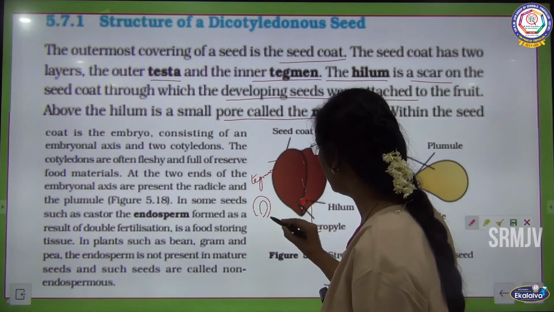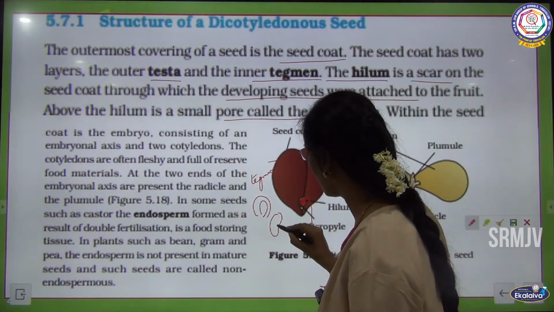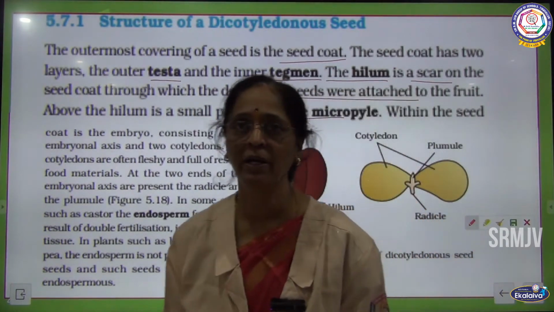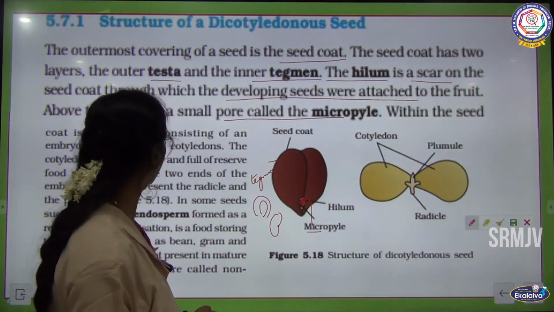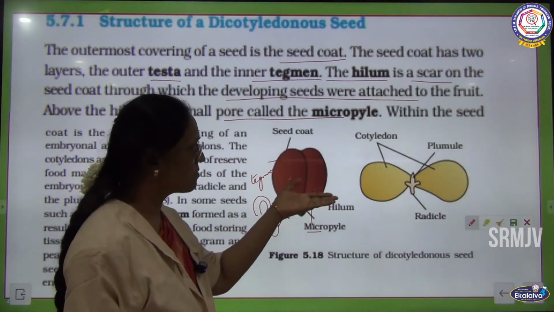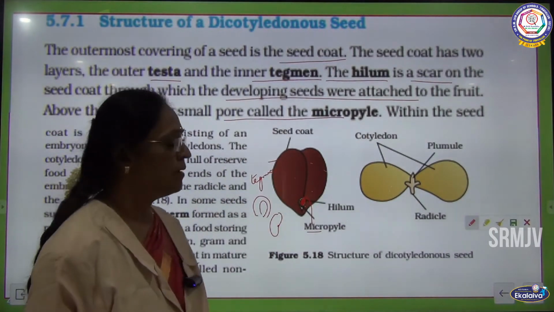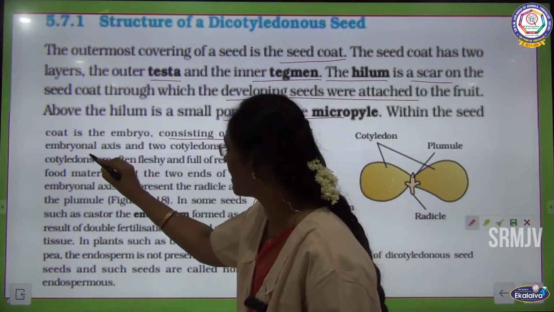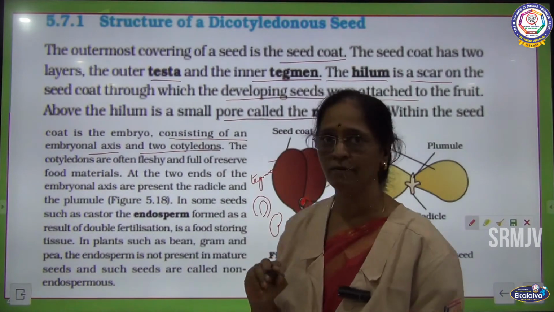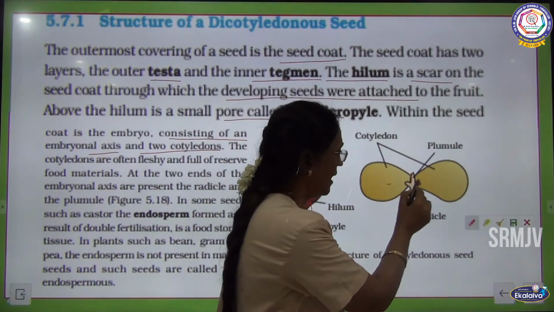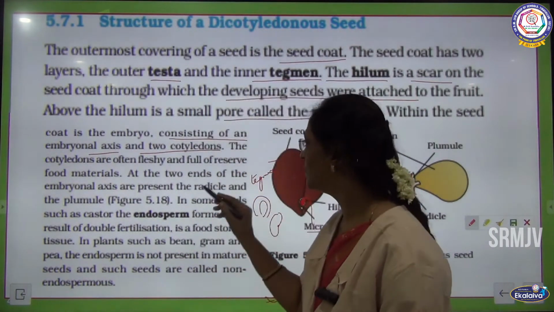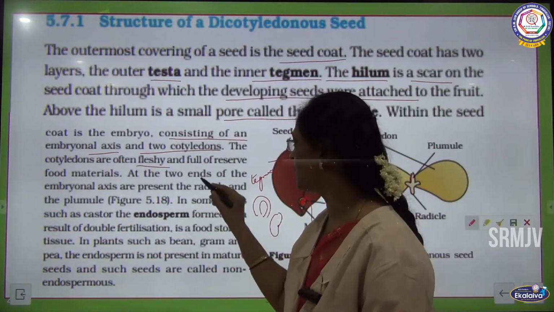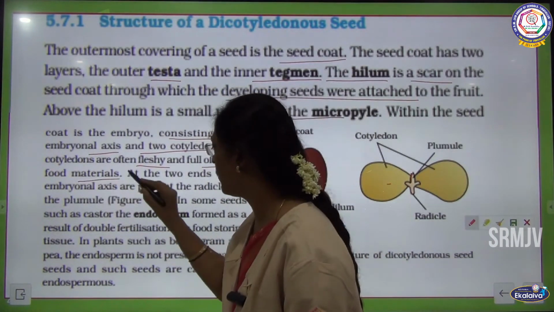So above the hilum, which is the scar we are talking about, here we have a pore, and this pore is what we call the micropyle. Inside the seed we will find the embryo, and this embryo consists of an embryonal axis and two cotyledons. This is the embryonal axis and these two are the cotyledons. The cotyledons are fleshy, and what do they store? They store the reserve food material for the growing plant.